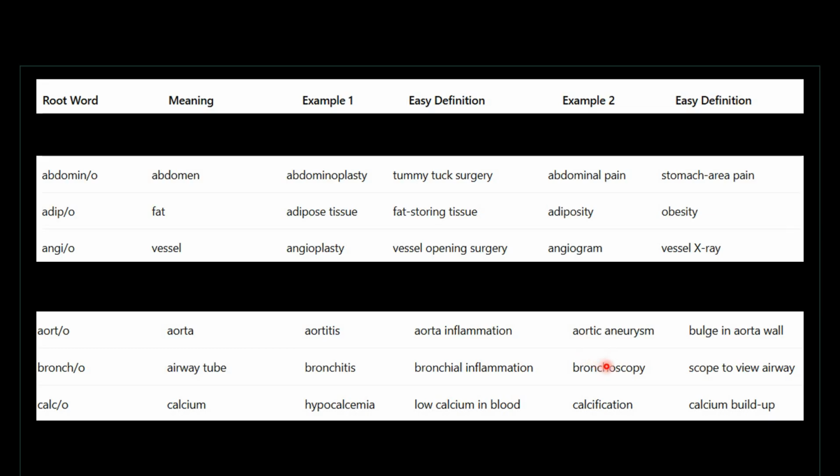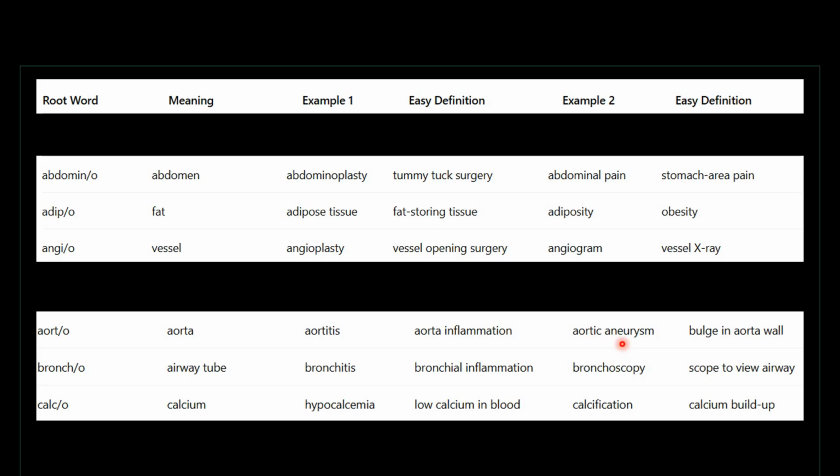Next we have aorto. Aneurysm. Aorto aneurysm means a bulge in the aorta wall. Yes, so if a doctor found a bulge in the aorta wall of the patient, then in that case we will use the terminology aortic aneurysm.